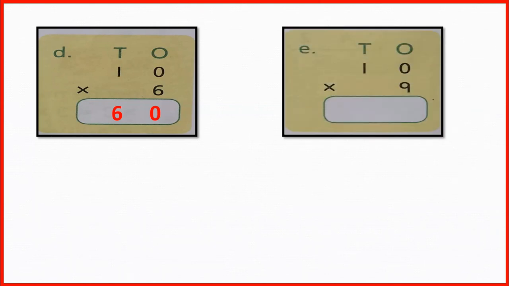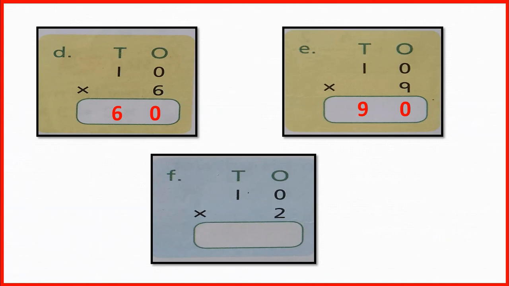Next is 10 multiplied by 9. 9 zeros are 0 and 9 ones are 9. 10 nines are 90. So the answer is 90. The next is 10 multiplied by 2. 2 zeros are 0 and 2 ones are 2. So 10 twos are 20. So the answer is 20.